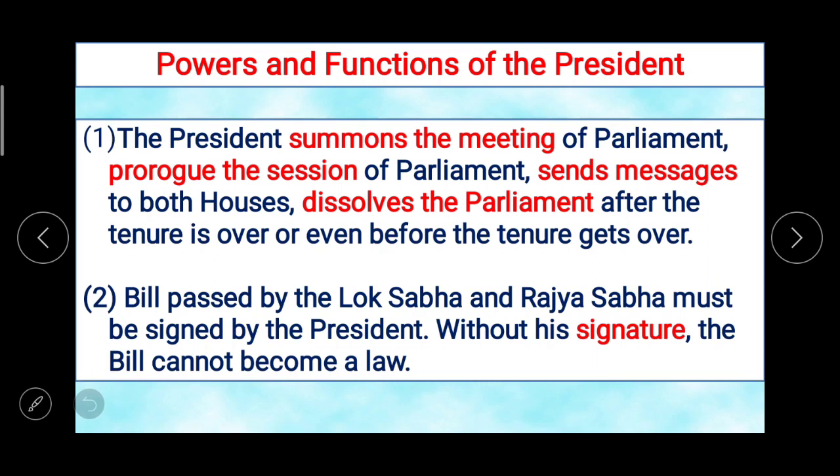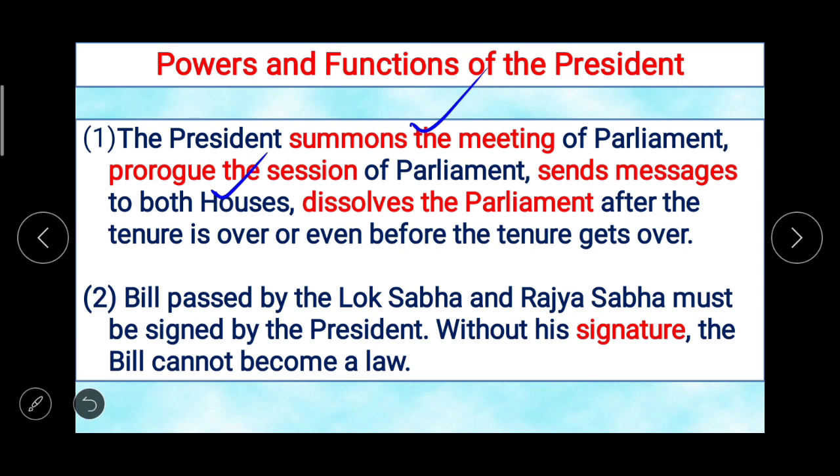Powers and functions of the president. The constitution has entrusted several powers and functions to the president. Now here the president summons the meeting of parliament, then prorogues the session of parliament, sends messages to both houses, dissolves the parliament after the tenure is over or even before the tenure gets over. These are the rights or the functions of the president.